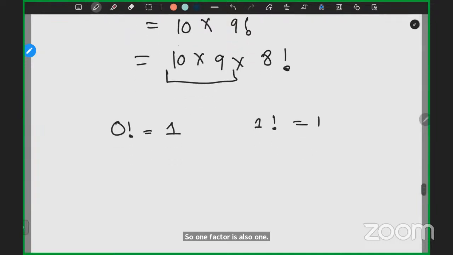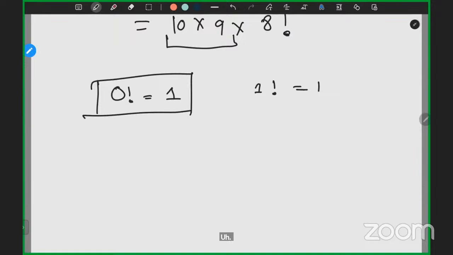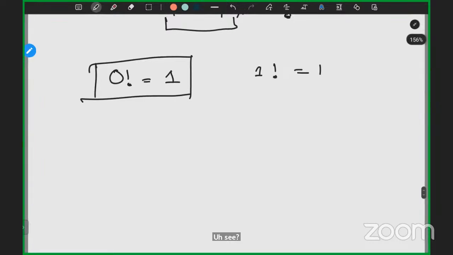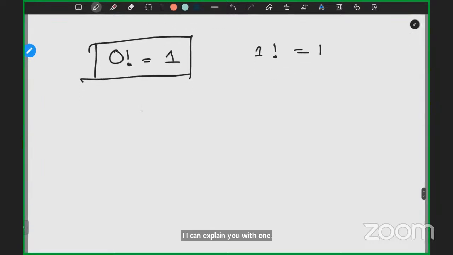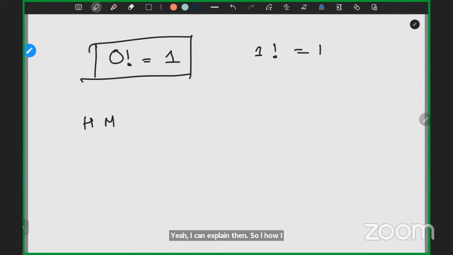In terms of reference, it's a very difficult question, why this is 1. Many people have this question. How I see it, I can explain with one analogy, but I can't prove it. So how I see arrangement is, let's say I had 3 books, physics, math, and biology, or let's say physics and math.